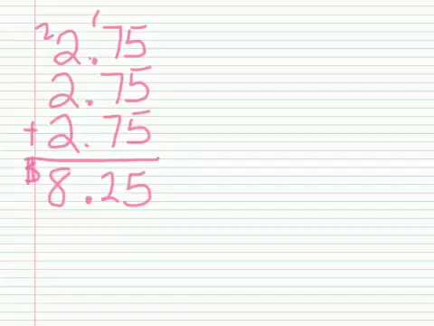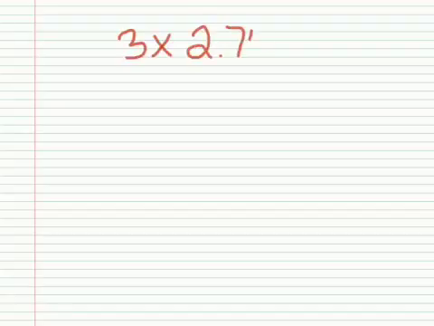Now, what if I didn't want to do repeated addition? Again, repeated addition is fine. It works. But what we're actually going to do now is an area model or a box method to figure this one out. So let's do some erasing. Get rid of this. Now, our problem is going to be 3 times 275.